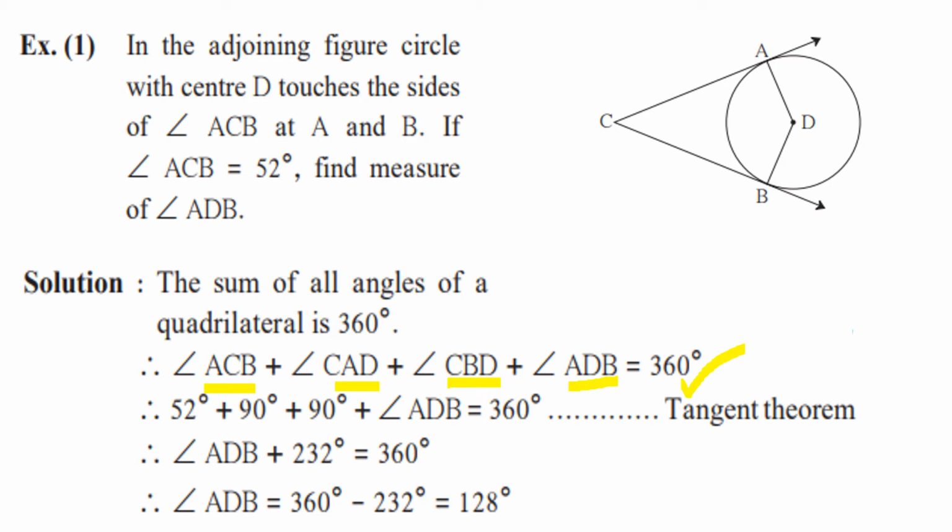So, 52 is given, 90 degrees and 90 degrees, I told you just now, because of the tangent theorem, plus angle ADB, which we have to find out, is equal to 360 degrees. Add 52, 90 and 90 degrees, you will get 232 degrees, and 360 minus 232. So the measure of angle ADB equals 128 degrees.